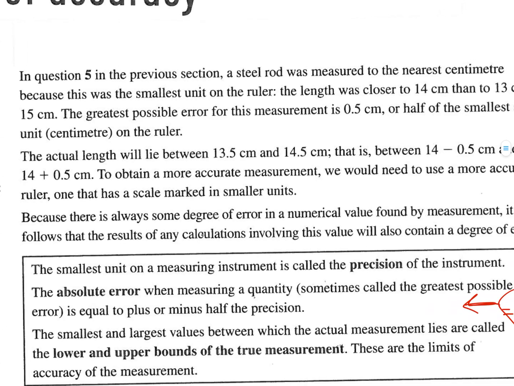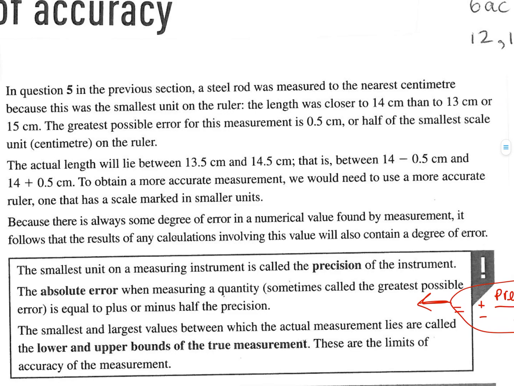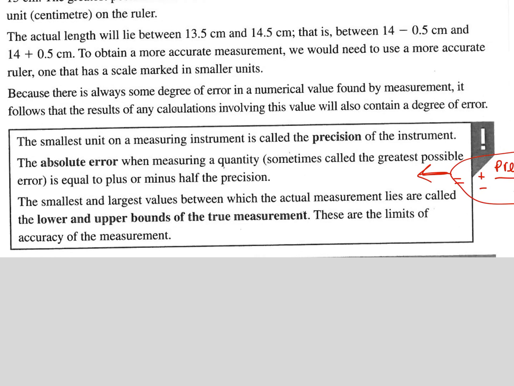Okay, so in question 5 of the previous section, a steel rod was measured to the nearest centimetre. Hopefully you remember that. Because this was the smallest unit on the ruler, the length was closer to 14 centimetres than to 13 centimetres or even 15 centimetres. The greatest possible error for this measurement was half a centimetre, or half of the smallest scale unit, which in this case was a centimetre, on the ruler. The actual length will lie somewhere between 13.5 and 14.5 centimetres. So that's give or take minus 0.5 centimetres and plus 0.5 centimetres.